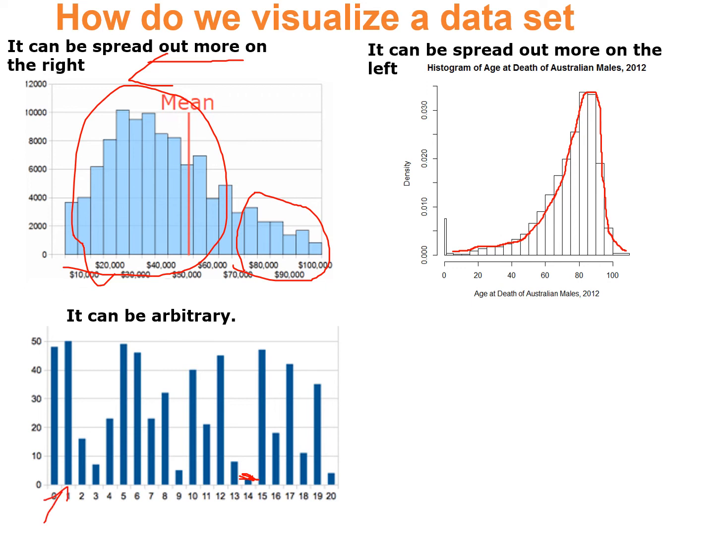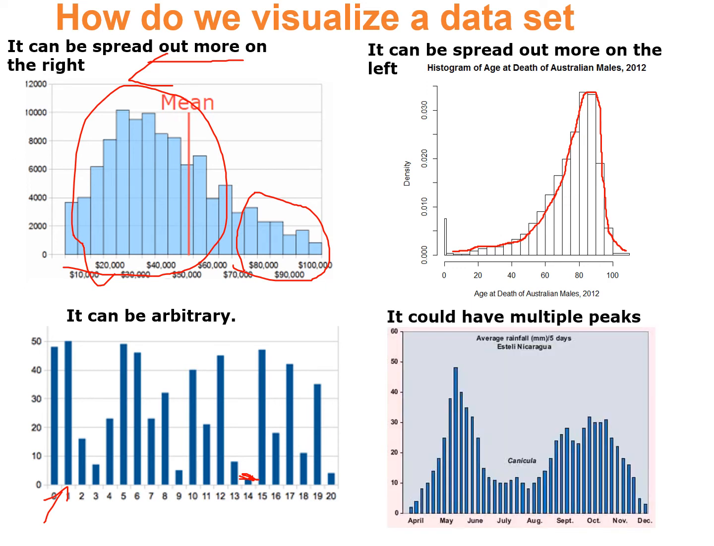It's arbitrary, okay? Or maybe in this one you could have multiple peaks. So let's say you have a couple of cohorts, like we've talked about with our fisheries examples. You can have multiple peaks, okay? So these are different ways that something could be non-parametric, not normal.